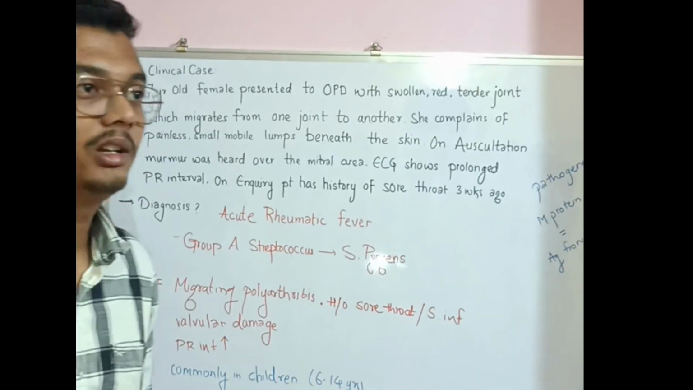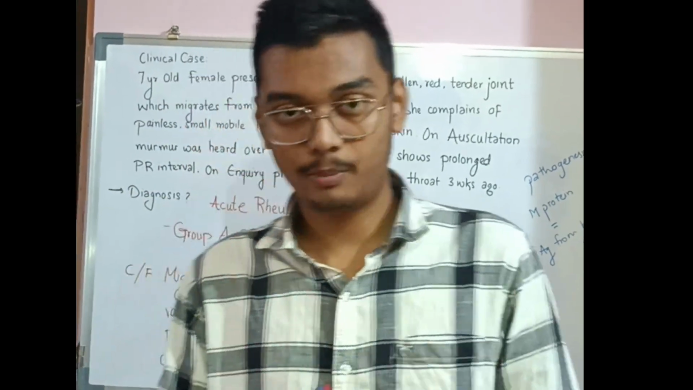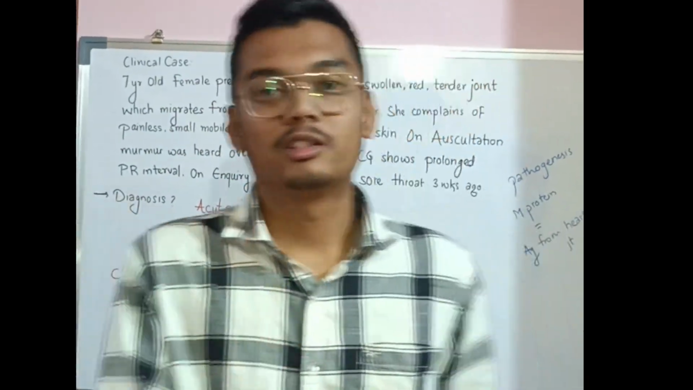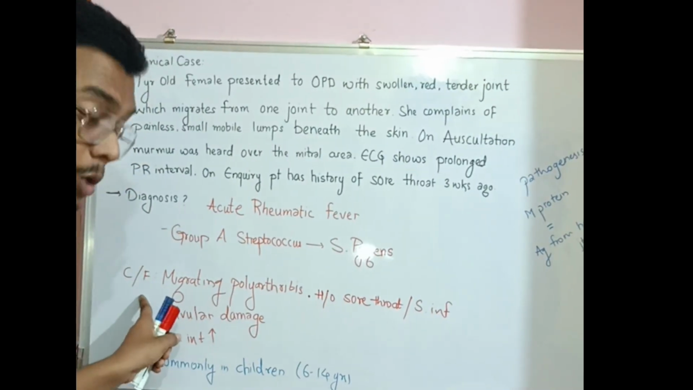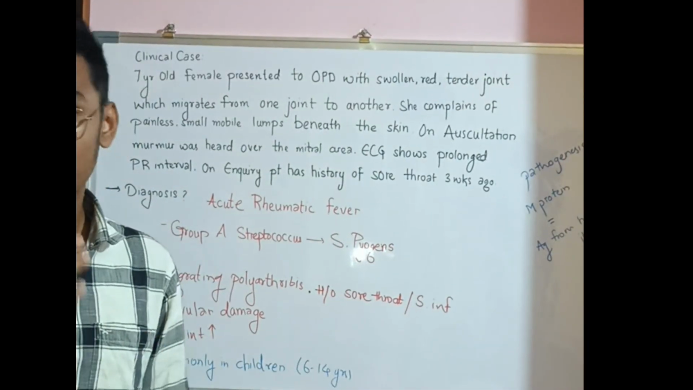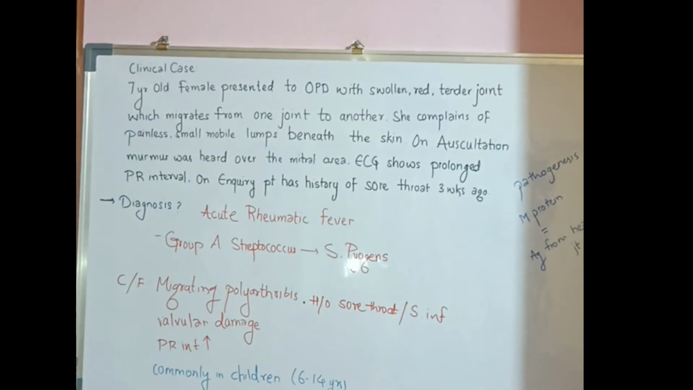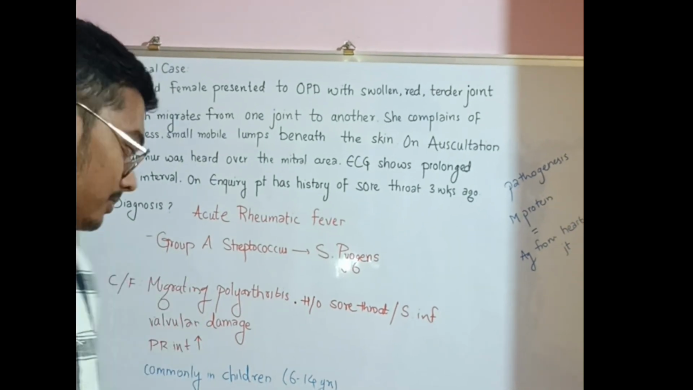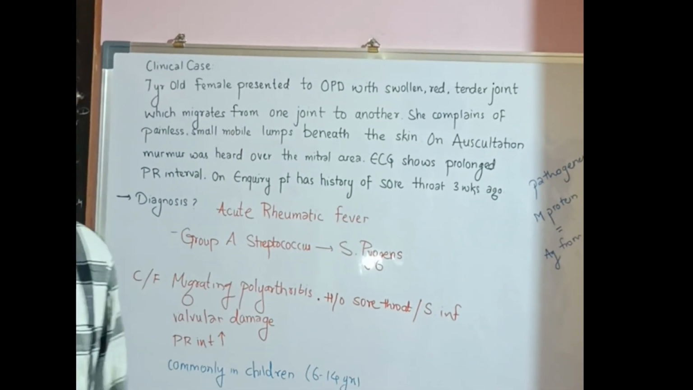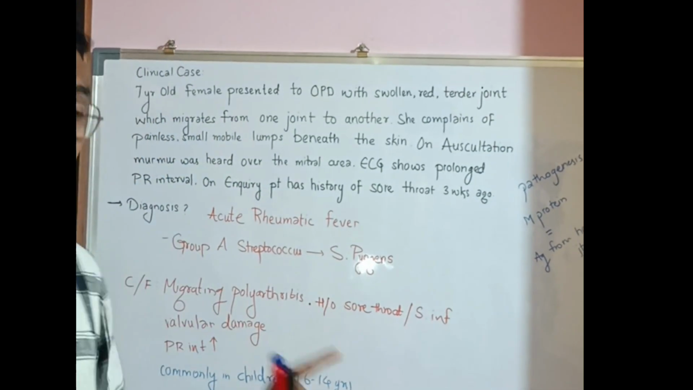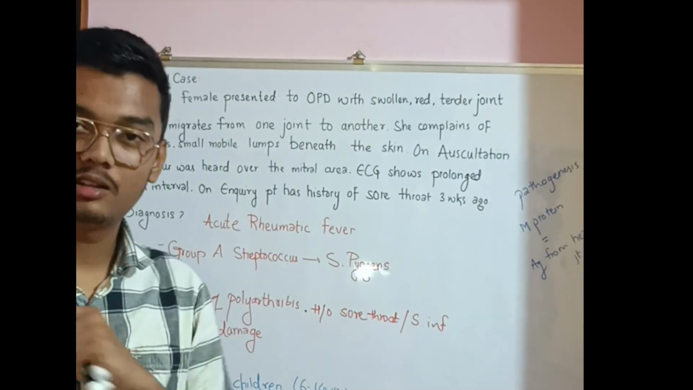The causative agent is group A streptococcus, that means Streptococcus pyogenes. What are the clinical features here? Migrating polyarthritis and valvular damage, which is the hallmark of this disease, and prolonged PR interval. This disease mainly occurs in children from 6 to 14 years of age.